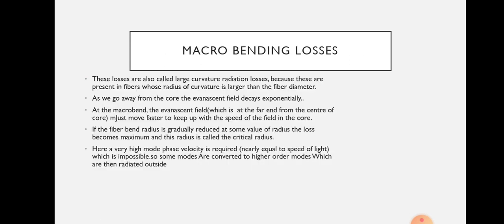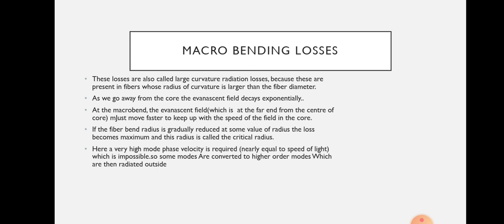Next is macrobending losses, and these losses are also called large curvature radiation losses because these are present in the fibers whose radius of curvature is larger than the fiber diameter. As we go away from the core, the evanescent field decays exponentially, that we know, and at the macrobend, the evanescent field just moves faster to keep up with the speed of the field in the core.